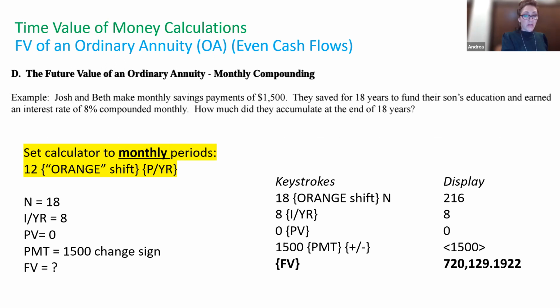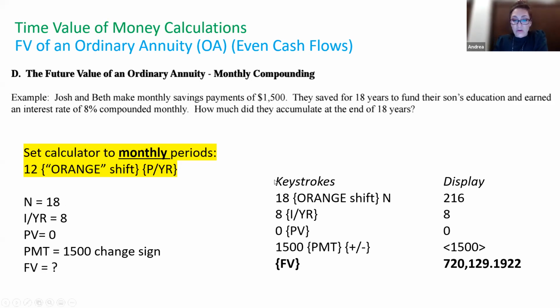So Josh and Beth make monthly savings payments of $1,500, and they saved 18 years to fund their son's education at an interest rate of 8% compounded monthly. How much did they accumulate at the end of 18 years? All right, so in this particular question, it is monthly periods. And it's at the end of the year, so we should be in end mode, which will not have any display on your calculator.